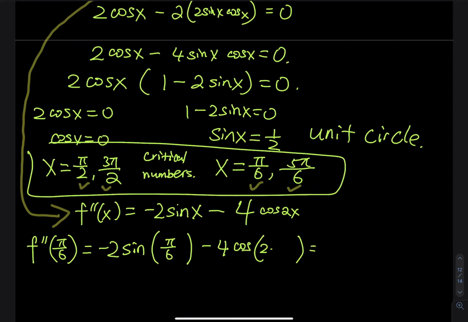Pi over 6. So this one equals negative 3. Negative 3 is less than 0. Less than 0 means concave down. That means at that point we have a maximum.